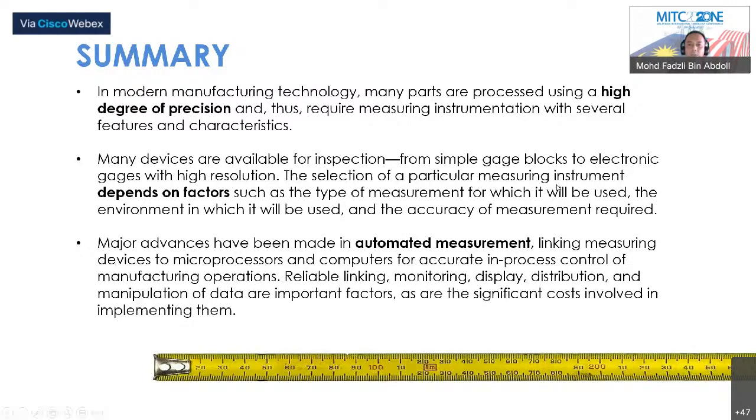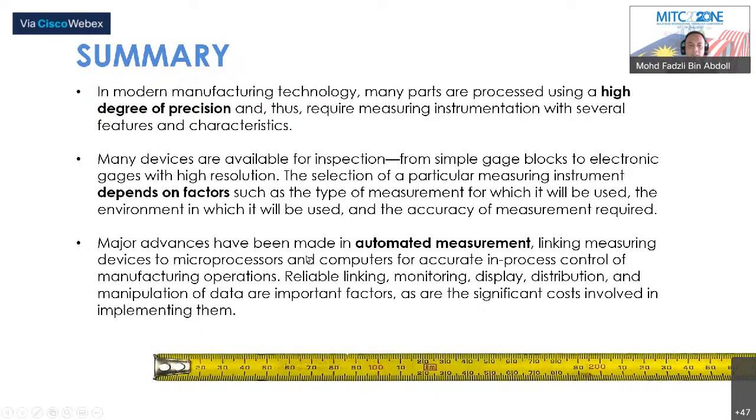The selection of a particular measuring instrument depends on other factors such as the type of measurement for which it will be used, the environment in which it will be used, and the accuracy of the measurement. Maksudnya measuring instrument tadi depends kepada faktor yang berbeza, iaitu environment dan juga accuracy the measurement tadi. How precise that you want to measure.